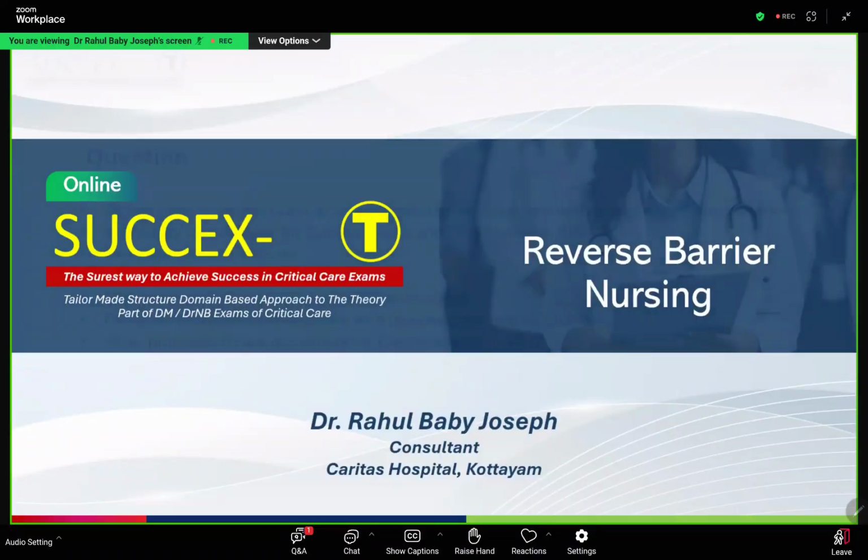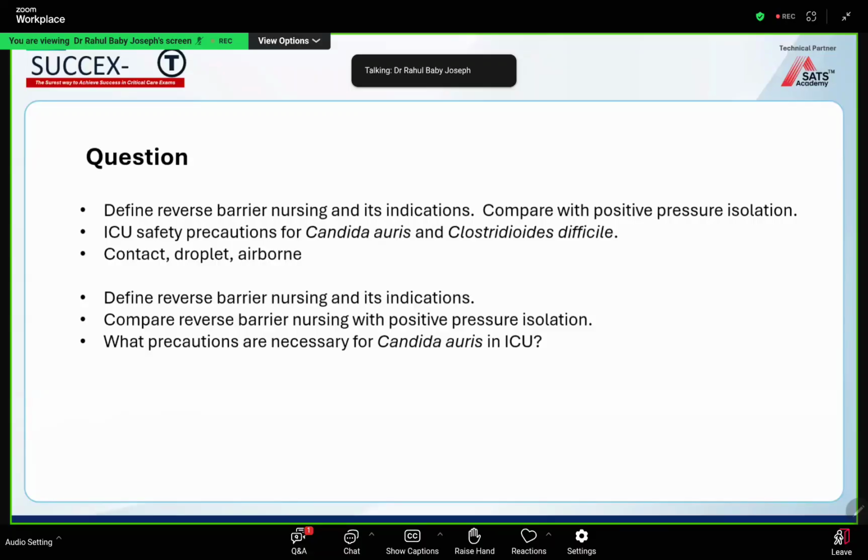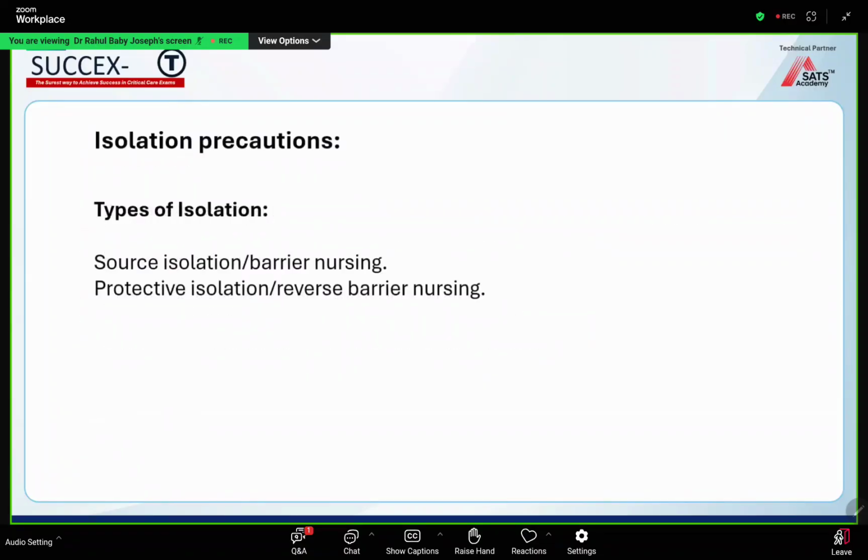So the next topic is reverse barrier nursing. The problem questions here are: define reverse barrier nursing and compare it with positive pressure isolation. What are the ICU precautions for some particular diseases can be asked. What are the contact, droplet and airborne precautions that should be taken? And positive and negative pressure isolation also may be asked.